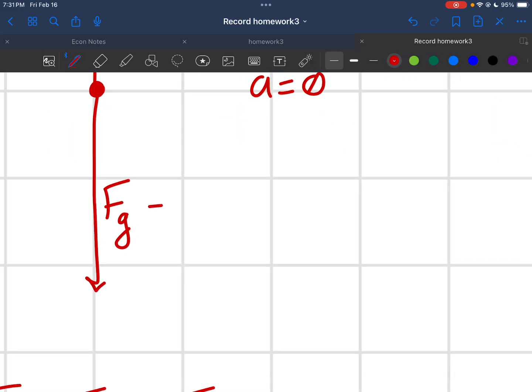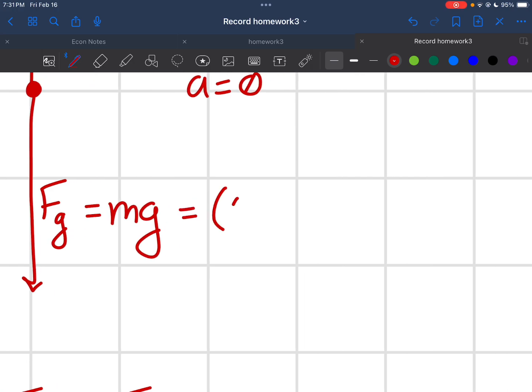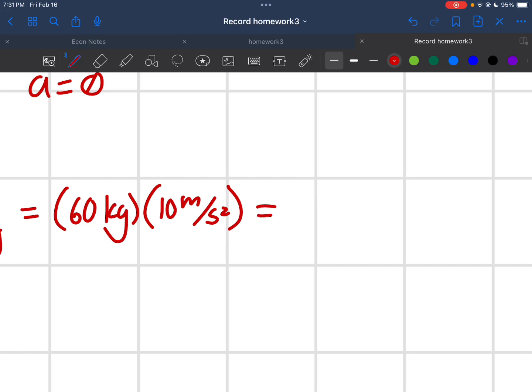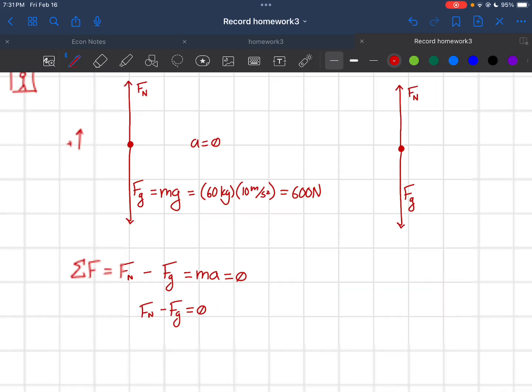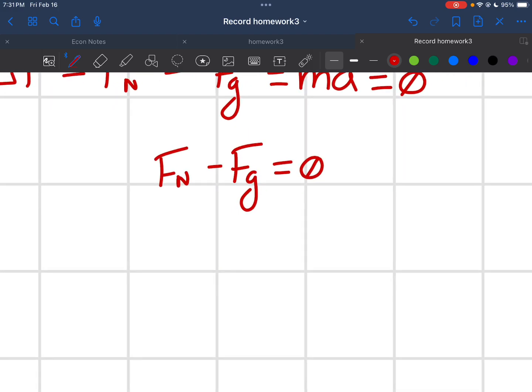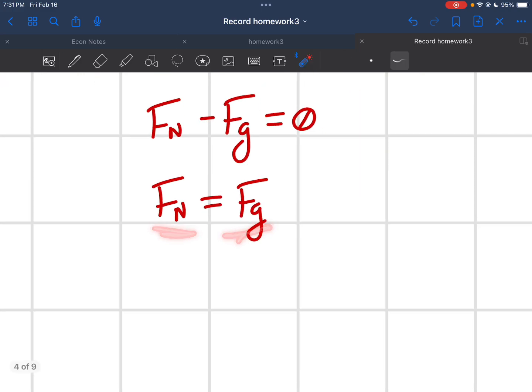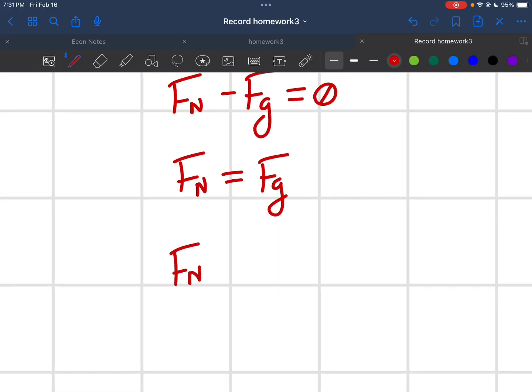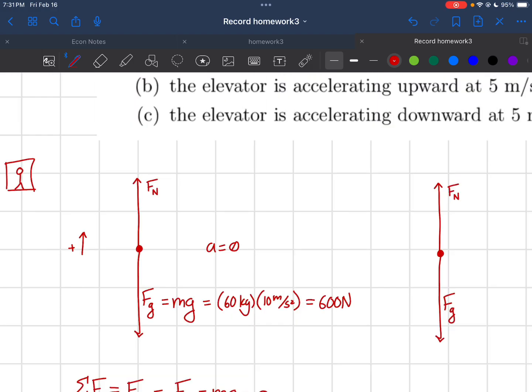I'll do that up here actually. Fg will equal m times g. So that'll be my 60 kilograms times my 10 meters per second squared. And that will be 600 newtons. So if I come down here then, doing some algebra, I'm going to add my force of gravity to the other side of my equation. So I'll get that my normal force is equal to my force of gravity in this case. So that means that my normal force is also going to be 600 newtons. So I'll put that up here.